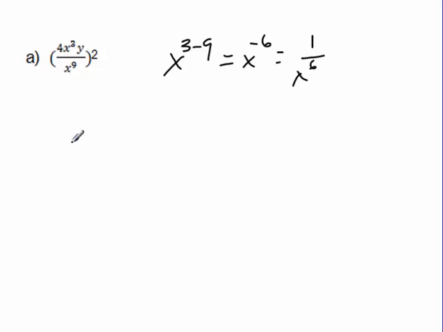So to simplify all this, I end up with 4y over x to the 6th, and all of that is being squared.